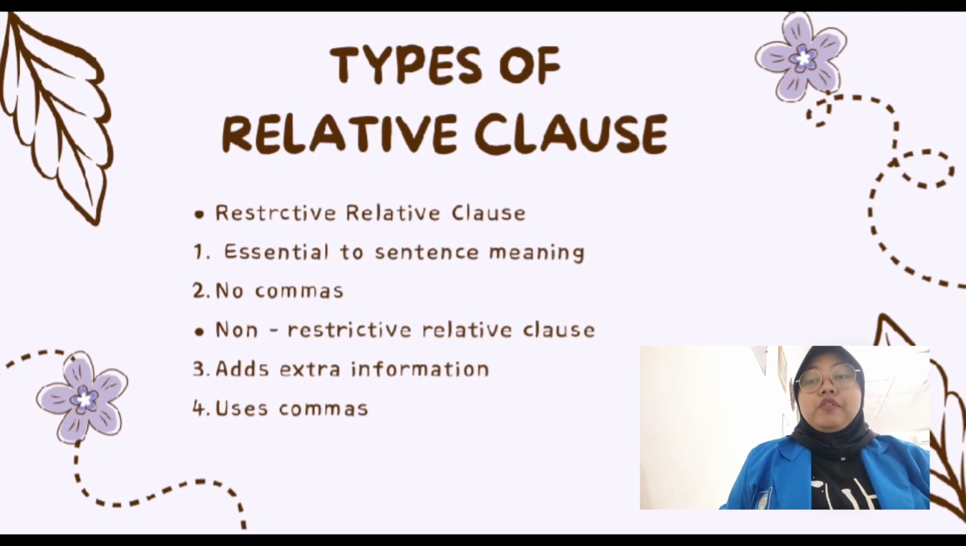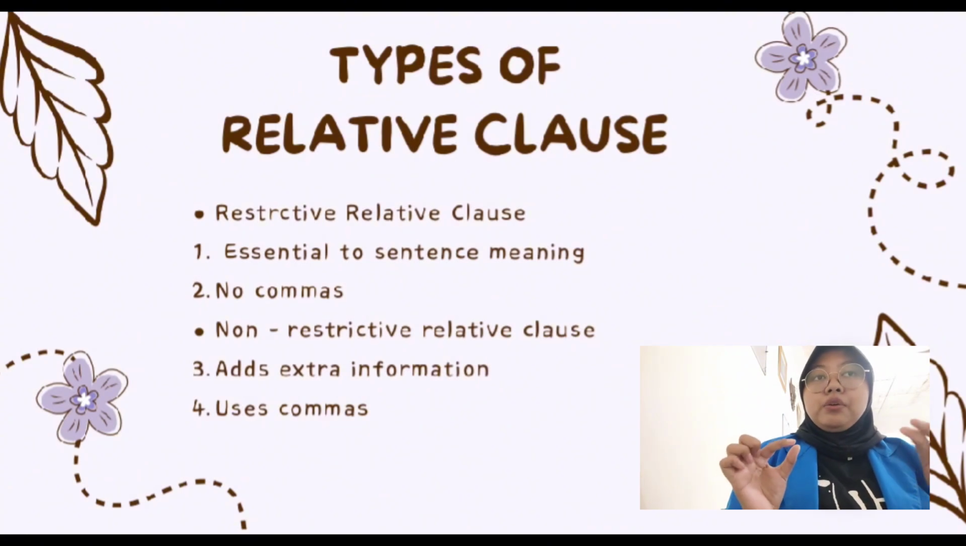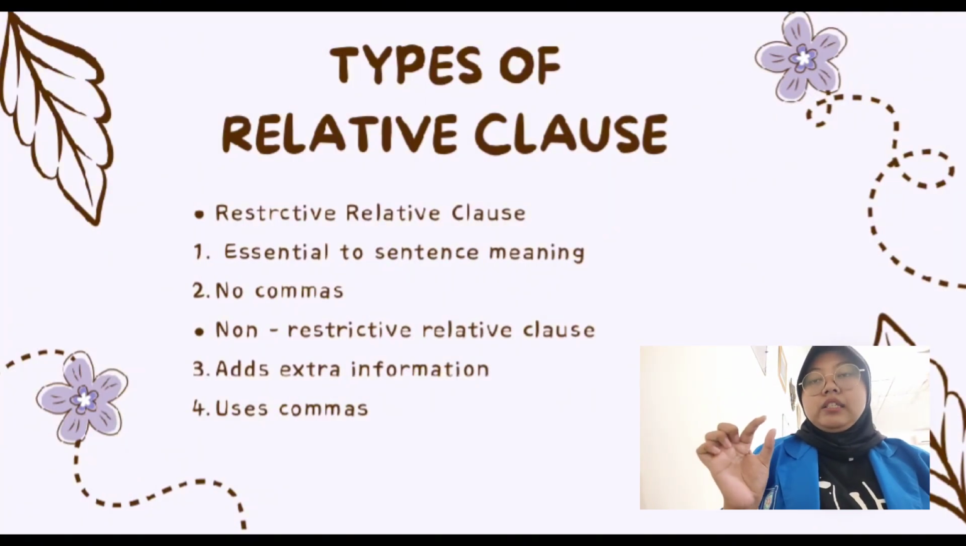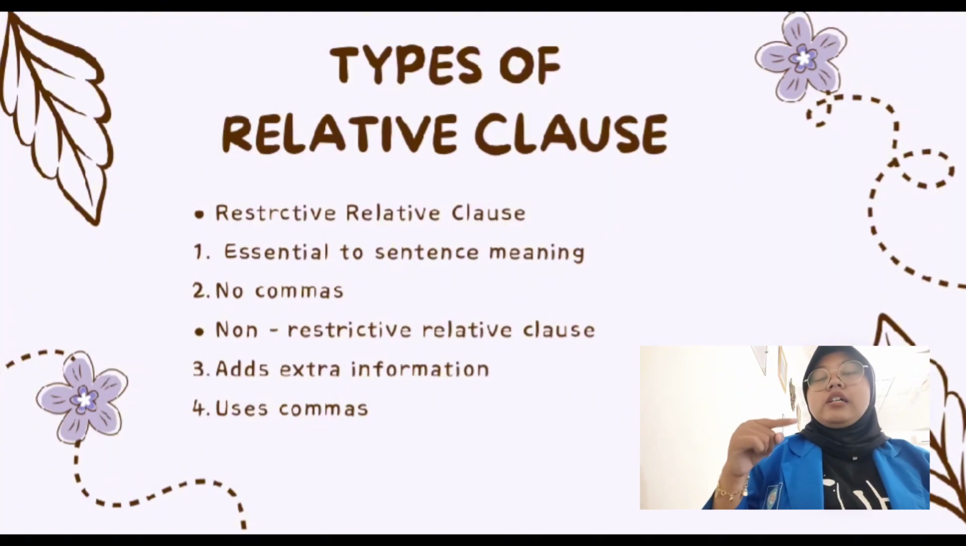Next, types of relative clause. There are two main types. The first one, restrictive relative clause, is essential to the meaning of the sentence and does not use commas. For example, the student who studies hard will pass. And 2, non-restrictive relative clause adds extra non-essential information and uses commas. For example, my brother, who lives in Jakarta, is a teacher.